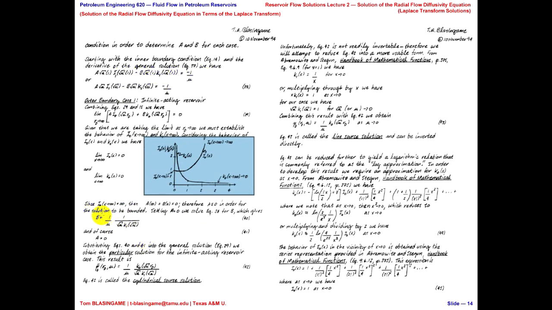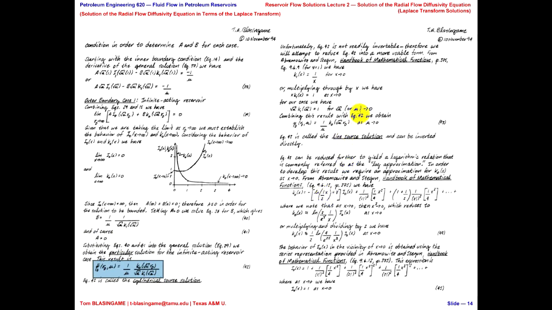Doing that, we find that B is equal to 1 over square root of U, K1 of square root of U. Now, we'll talk about this in a minute, the behavior of square root of U, K1 of square root of U. What is it going to look like? Well, as U goes to 0, this is going to go to 1. So again, A0 is that. And here's our final answer for the so-called cylindrical source case.